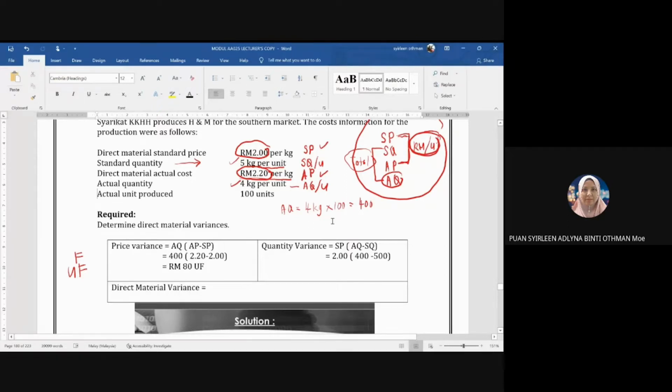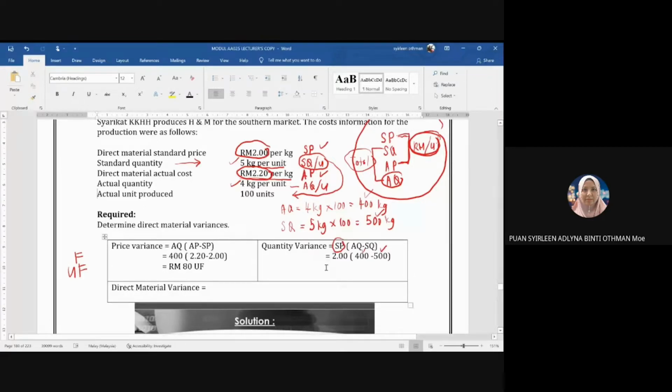So how do I calculate SQ? SQ maksudnya saya guna SQ per unit. Saya darab dengan actual unit produce. So this is something like your applied manufacturing overhead kan? Bila kita kira applied tu, kita akan ambil POR yang kita kira tu, kita darab dengan actual basis. Okay, so SQ dekat sini, SQ per unit ialah 5 kg. Actual unit produce ialah 100. That's why you dapat SQ 500 kg. Ini kg ya, bukan RM. Alright, so bila I gantikan dalam formula, okay, 400 is actual quantity, 500 is standard quantity. And saya akan multiply dengan RM2, which is my standard price.